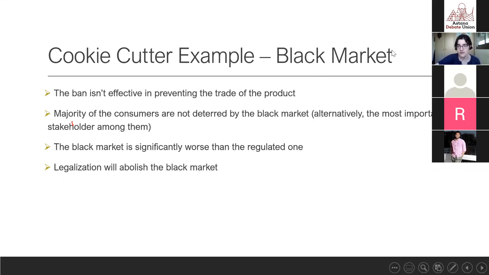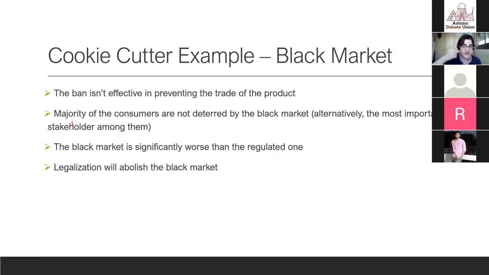So I'll focus on three main arguments that I think repeat quite often in most debates in general, but also in debates that are common in novice tournaments. So the first one we already discussed, it's the black market argument. Basically, there are, I'd say, four basic burdens of proof for any such argument.